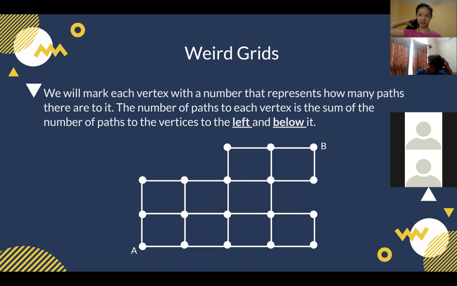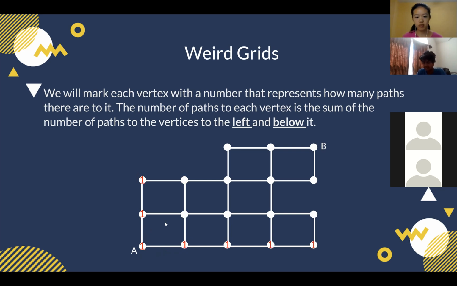Basically, this strategy counts how many paths there are to the vertex that you're on. For example, how many ways are there to get to point A? Well, you're already on point A, so there's only one way. All the vertices on the side and up here only have one way to get to them, because you must just continuously go right or continuously go up to get there.